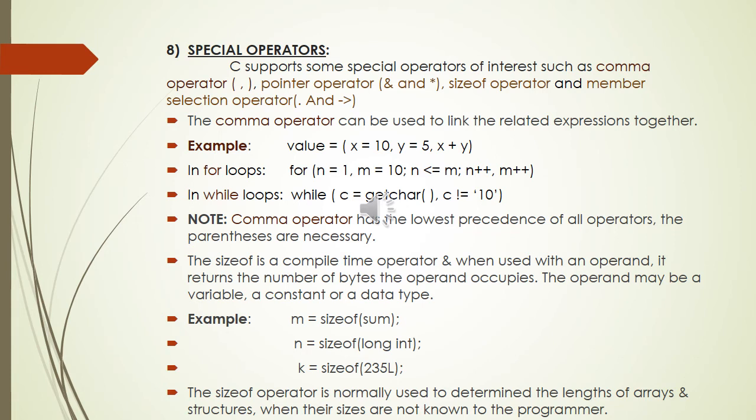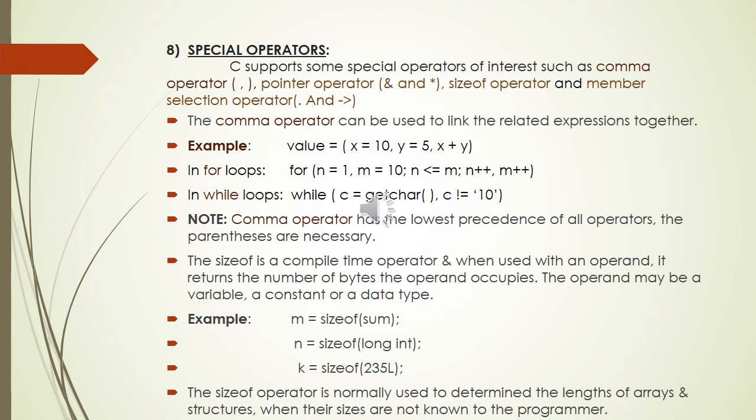For example, value = (x = 10, y = 5, x + y), comma operator. In for loops and while loops, we can see an example of this comma operator. The comma operator has the lowest precedence of all operators. The parentheses are necessary. Next is sizeof.